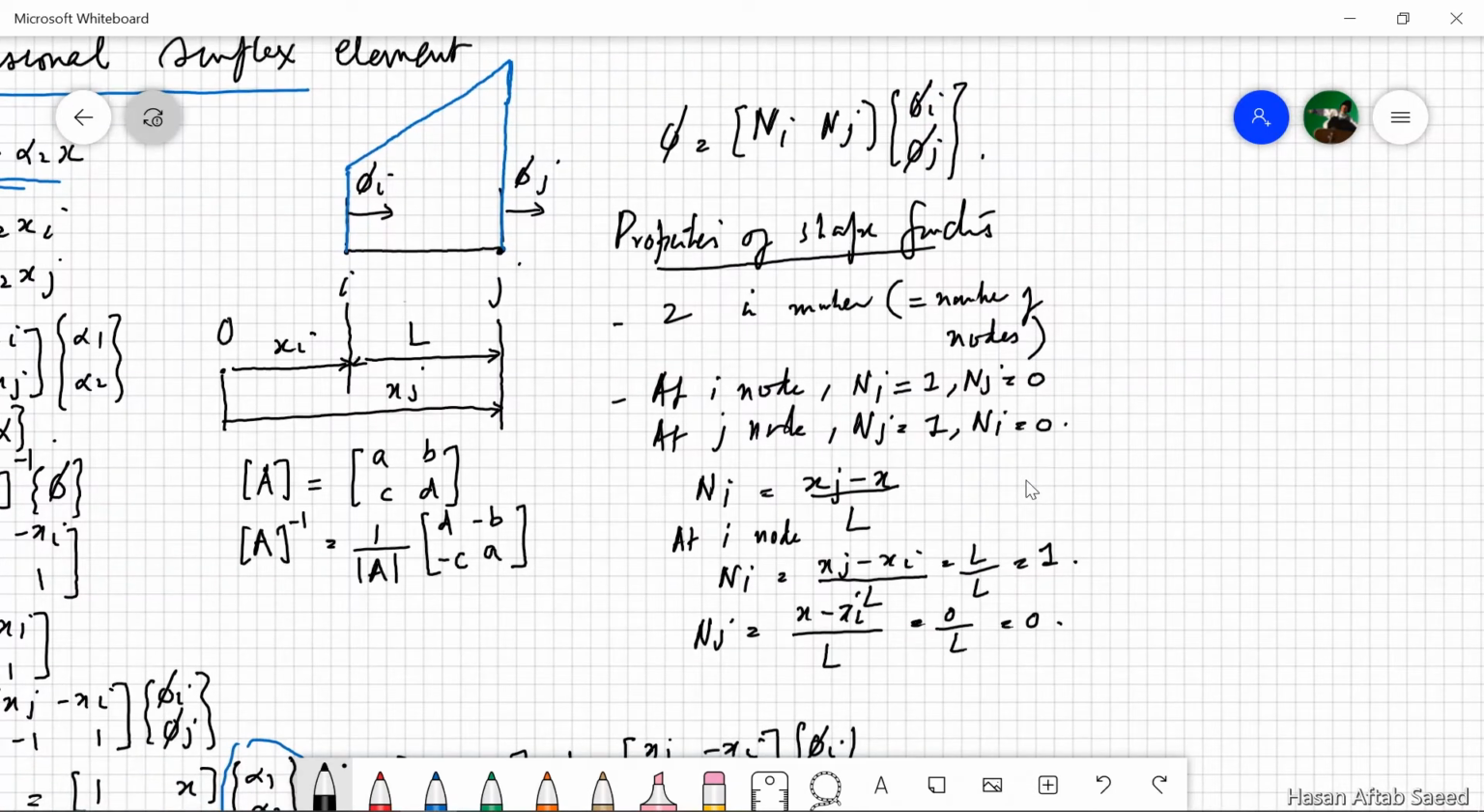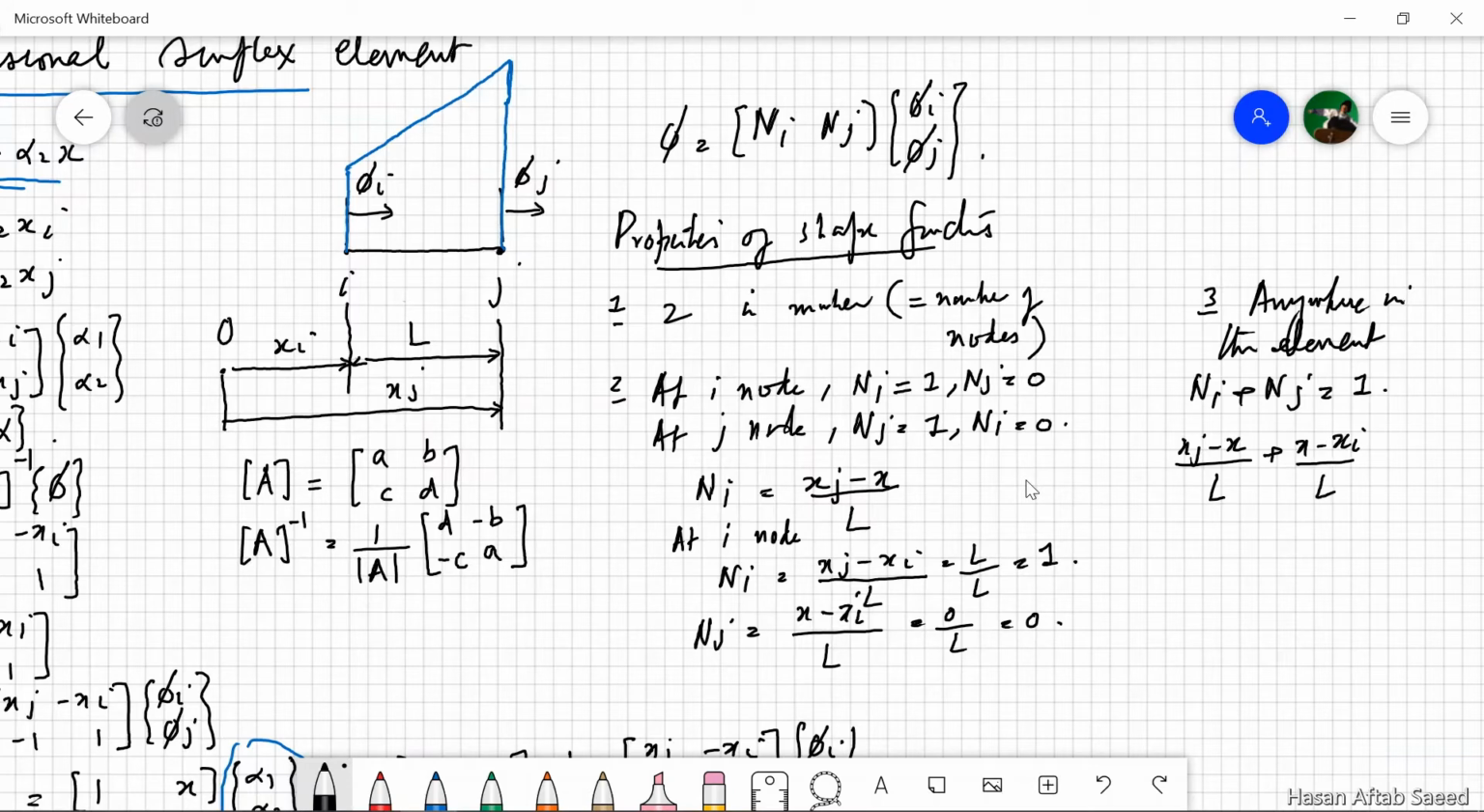Now we come to the third property. The third property is, anywhere in the element, ni plus nj equals 1. Now on the two nodes, sure enough, we have just checked 1 plus 0 or 0 plus 1. On the two nodes, this holds, but this also holds throughout the element. Can we prove that? Let's write the expressions for xj minus x over L plus x minus xi over L. This is basically ni plus nj. X gets cancelled with the other x, so you get xj minus xi over L. Again, xj minus xi is equal to L, so L over L, this means this is 1.